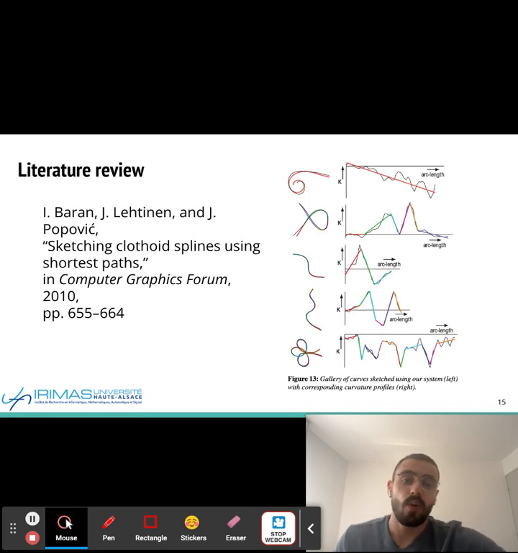And finally, the work most closely related to ours is this one, which is sketching clothoid splines using shortest path. In this work, they also reconstructed the clothoid spline in a piecewise manner from a polygonal curve and achieved very good results. However, their method is limited to 2D clothoid and cannot be used for 3D reconstruction, as opposed to our method, which produces a piecewise 3D Euler spiral that fits a planar polygonal curve.